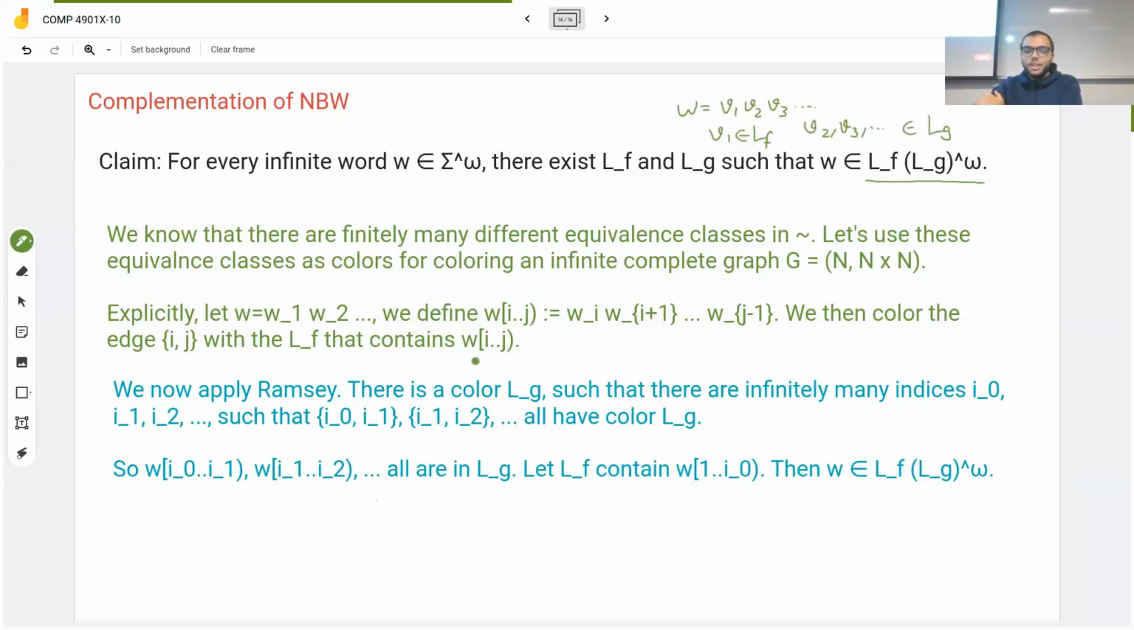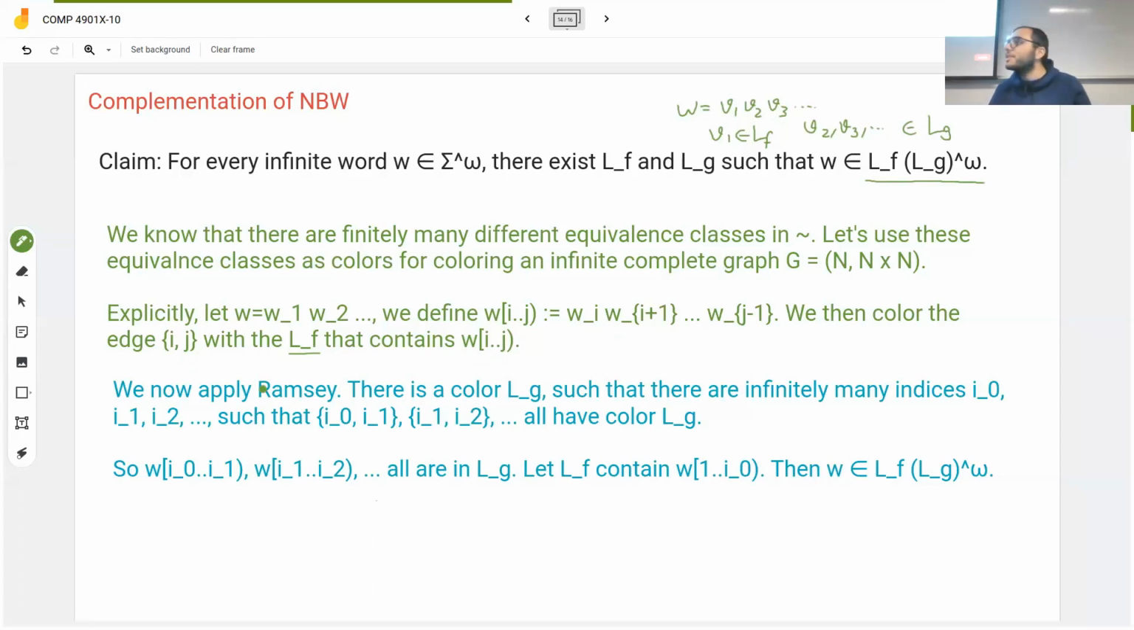I first go look at the substring from index i to index j. And then I ask, what is the equivalence class of this substring? Since this substring is finite, it has one of those equivalence classes. Let's say it was in equivalence class LF. Then I color the edge from i to j with that color, with LF. So I'm using my equivalence classes as my colors.